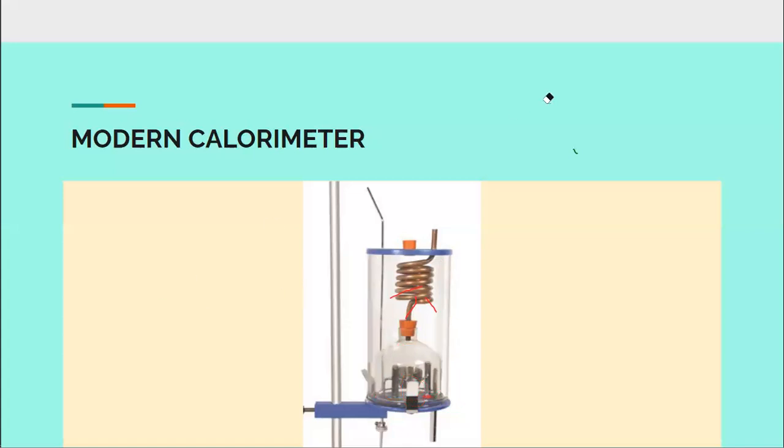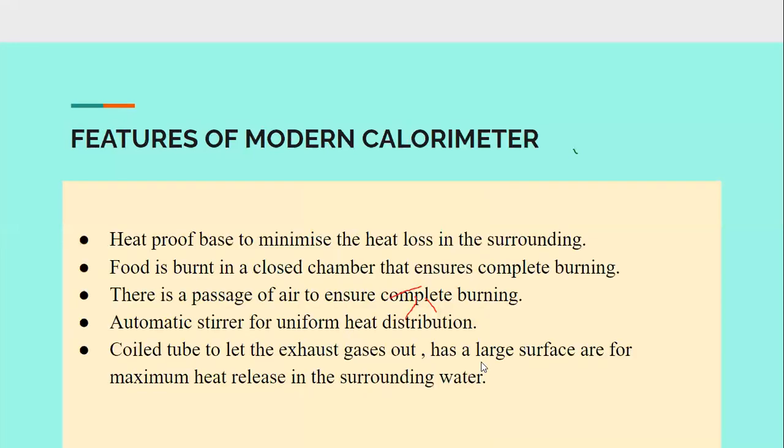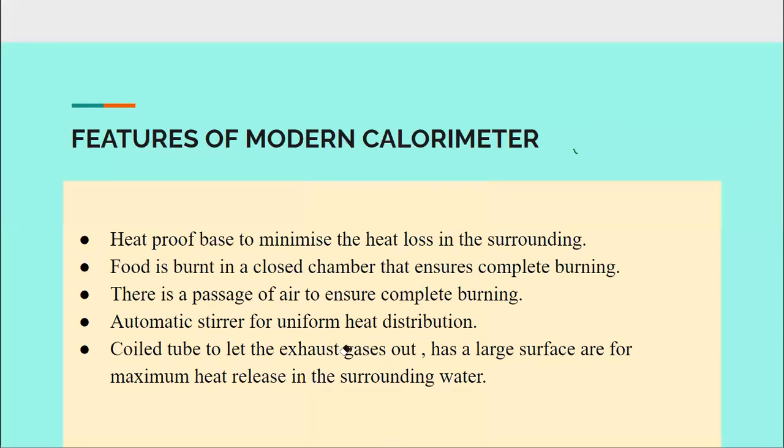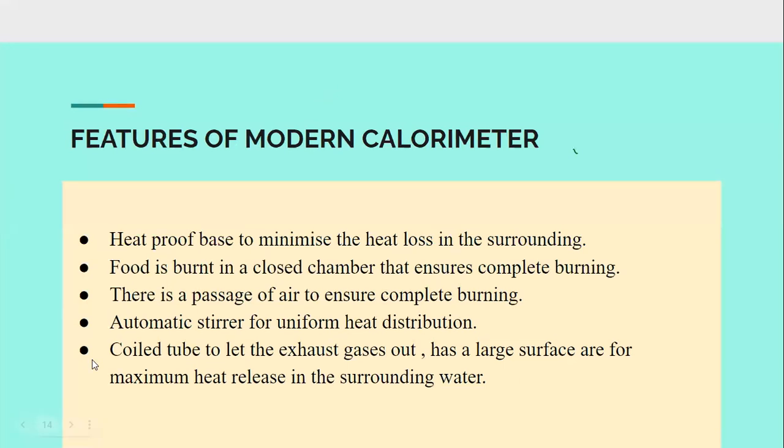All right. So these are the features of the modern calorimeter. Heat-proof base to minimize the heat loss in the surrounding. Food is burnt in a closed chamber. There is a passage of air inside the closed chamber, which ensures the complete combustion of the food. Automatic stirrer, you do not have to stir it using a thermometer. There is an automatic stirrer and it will move up and down and it will distribute the heat evenly. Coil tube to let the exhaust gases out has a large surface area and there is a maximum heat release in the surrounding.